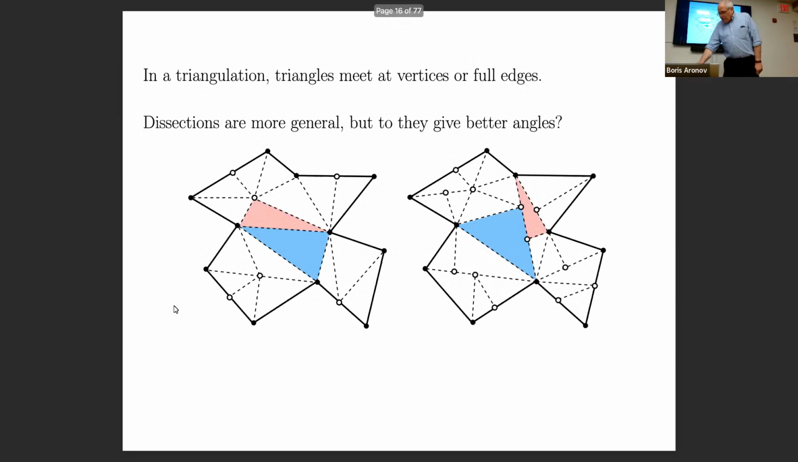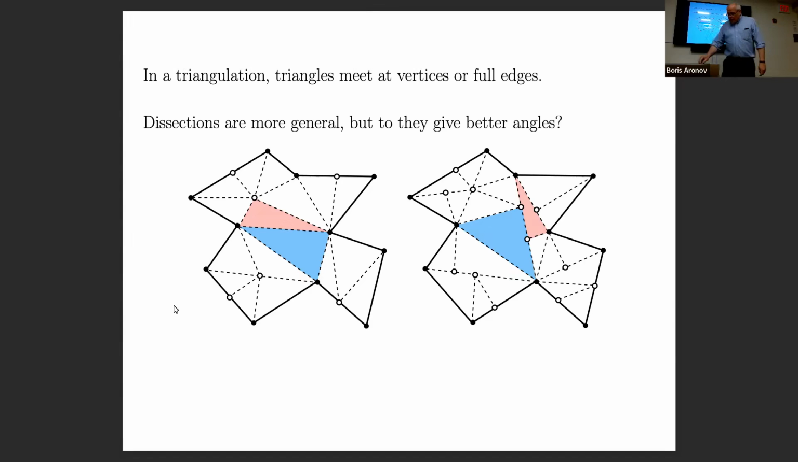The other thing is dissections versus triangulations. Remember, a dissection is like a triangulation, but the triangles don't have to meet edge to edge. So it's a more general concept. So if I ask you, how can I dissect a polygon? What's the best angle bounds I can get? Maybe I could do better because I have more flexibility. Triangulations are a proper subset of dissections. And so one of the questions is, could I do strictly better with this extra freedom?